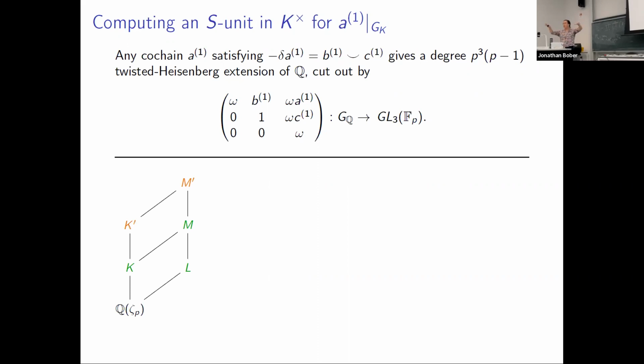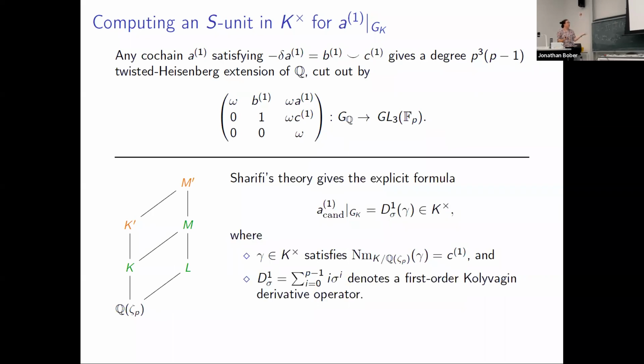So just from the boundary equation, we don't necessarily get M prime specifically, but with our extra conditions, we will. And so recognizing this relationship between our boundary equation and this Galois problem, we now can use Sharifi's theory to give a formula for how to compute this. So it's in terms of a Kolyvagin derivative operator and this gamma whose norm is our special cocycle, the unit for C1. And so what's quite nice about this is that if you can imagine we have S-units for all of these objects, then it's quite easy to compute this formula.